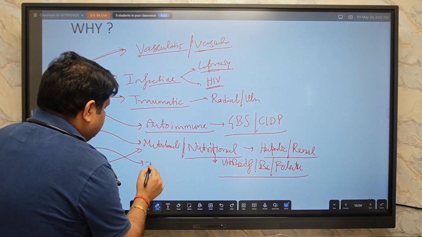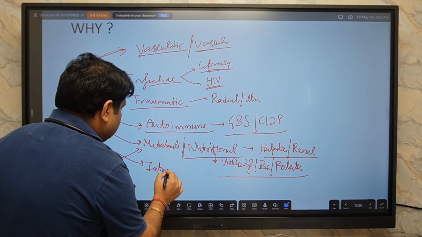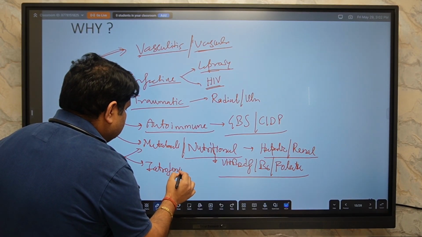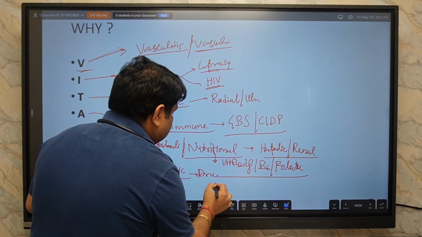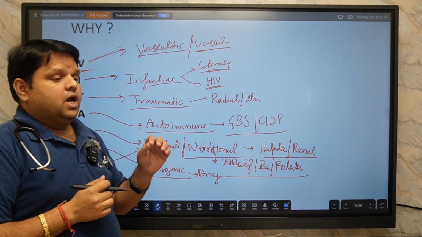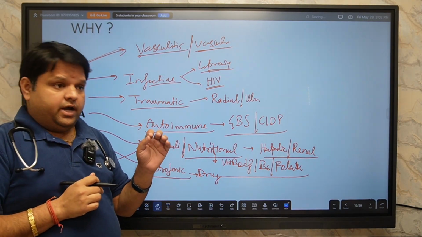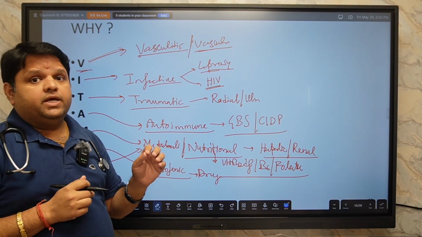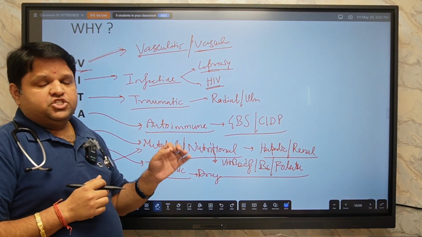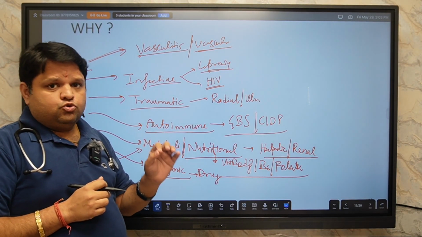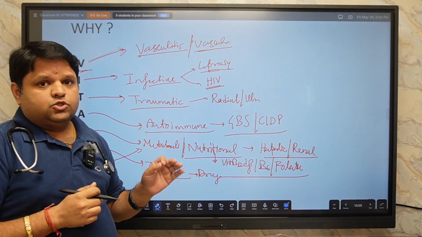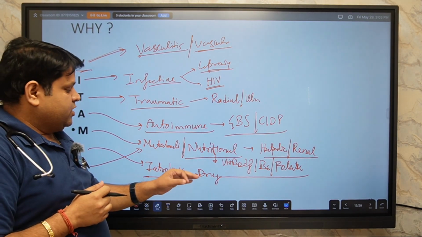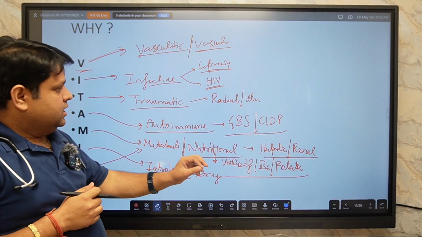Then iatrogenic. In iatrogenic, there are drug-induced causes. In drug-induced causes, maybe isoniazid, which is given in anti-tubercular treatment, and sometimes multi-drug resistant tuberculosis treatment also gives rise to peripheral neuropathies. Other than this, cancer chemotherapy drugs like cisplatin and other chemotherapy drugs may cause iatrogenic neuropathy in cancer patients.